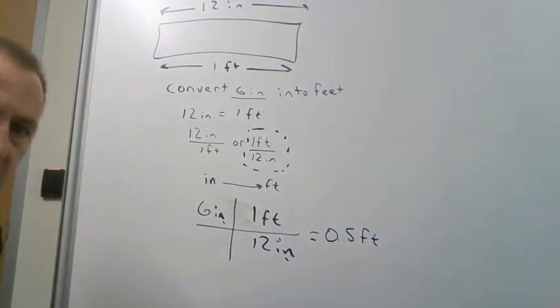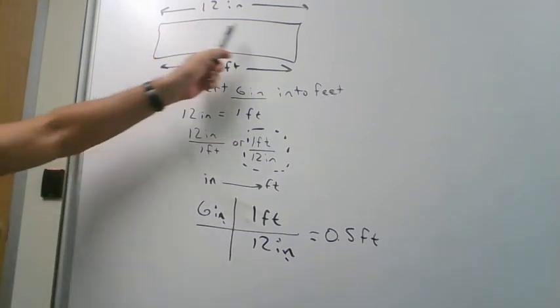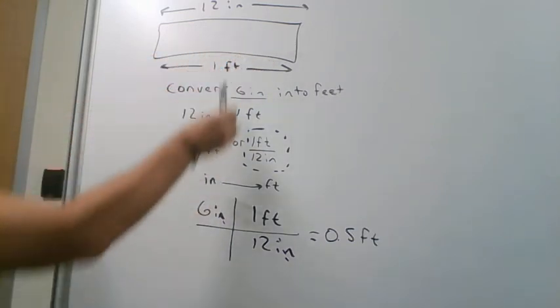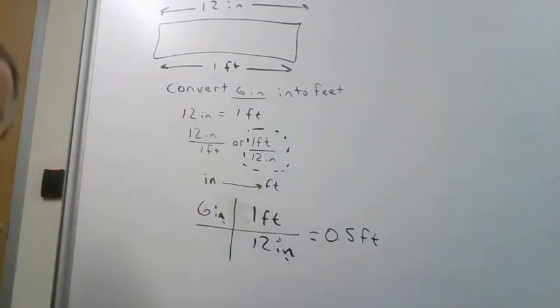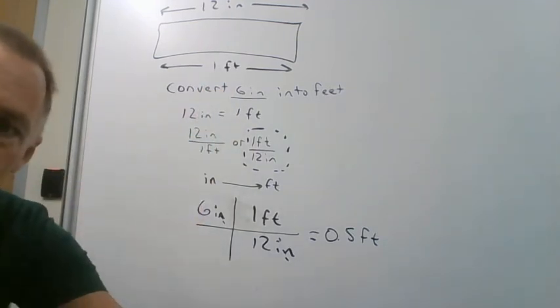And we can go back and look and say, does this make sense, right? And so if 12 inches is all the way across, 6 inches is halfway across, so 6 inches would be half a foot, so that should make sense.